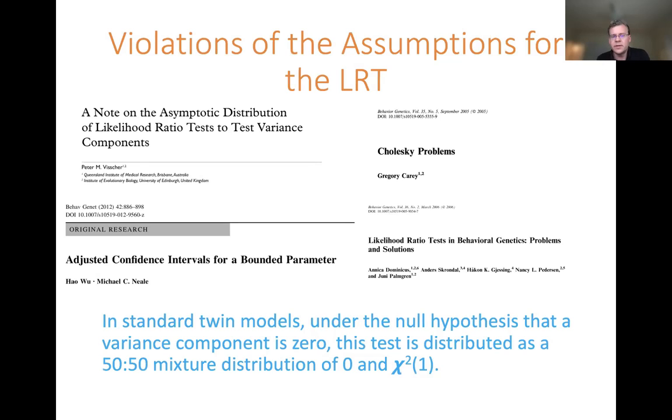So the standard logic went that in these squared twin models, or the standard twin models, under the null hypothesis, the variance component is 0. The chi-square test is distributed as a mixture of 50% chi-square 0 and 50% chi-square 1. So actually, it's not all that tricky to correct it. Basically, you just double your p-value.